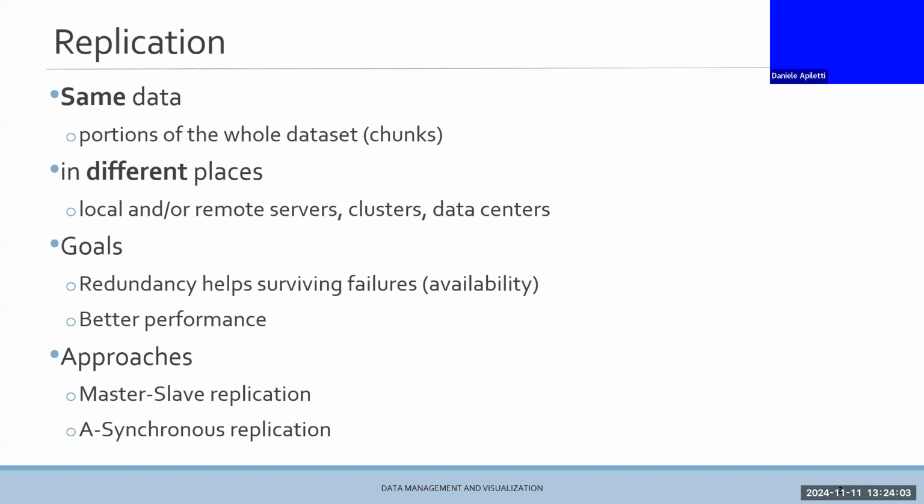In different places, can be a second hard disk in the same computer, can be another computer in the same building, can be another computer in another building in the same state, in the same country, can be another country, can be another continent, okay? That's the option. So, what is the purpose of this?